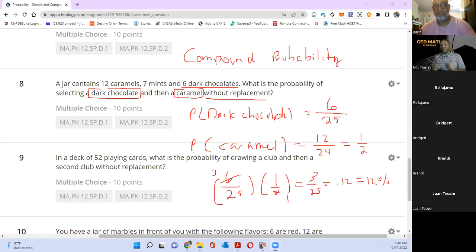But the important thing I need you to remember is you find the simple probability of picking that dark chocolate first, which was 6 out of 25. Then you find the simple probability of selecting the caramel. But the important thing you have to understand is it says without replacement. That means that chocolate wasn't put back in. So it's 12 out of 24.